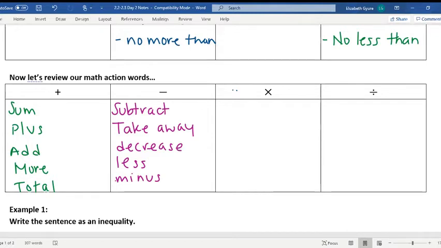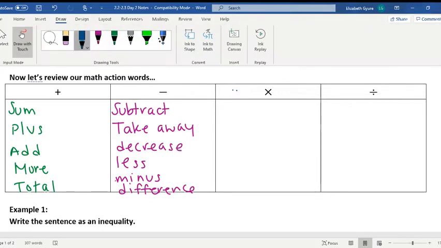What if I said difference? The difference of 2 numbers, right? That means subtract. Those are the main ones. All right, what does this next symbol mean? Multiply or multiplication, yep.